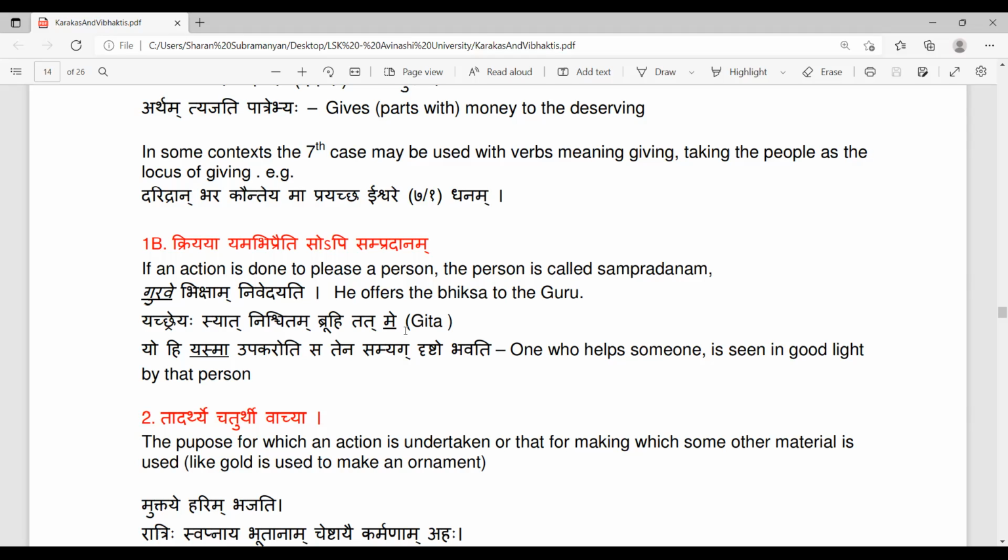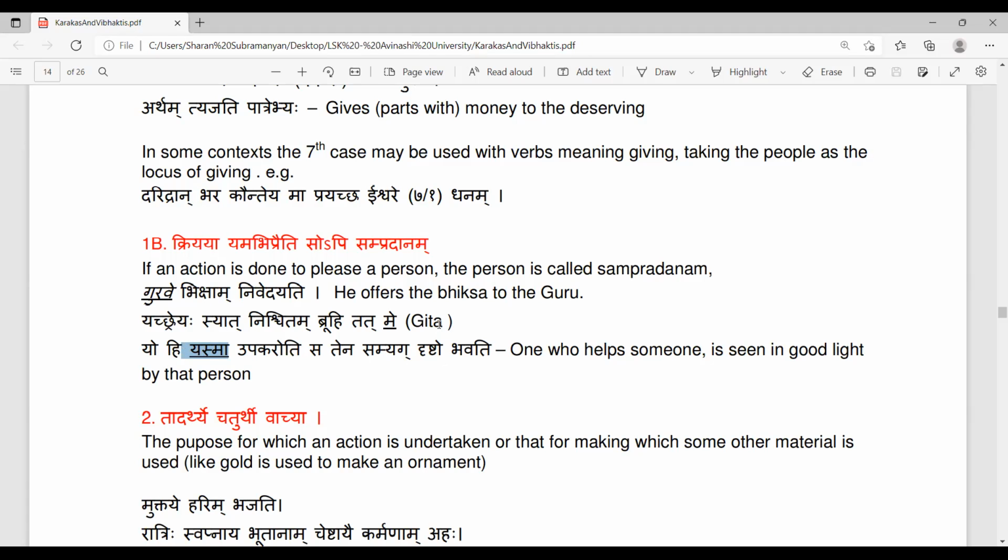Yaha hi yasmai upakaroti. Yasmai upakaroti sandhi. There is no yasma. Don't think yasma is something; it is yasmai plus upakaroti, yasma upakaroti sandhi. Ayadi sandhi. Therefore, the yakara becomes lopa. Yasma upakaroti saha tena samyak drishtaha bhavati. Yaha yasmai upakaroti, one who helps someone, saha samyak drishtaha bhavati. Seen in good light by him. So yasmai upakaroti, that is in chaturthi vibhakti. Yaha yasmai upakaroti, the one who helps someone.